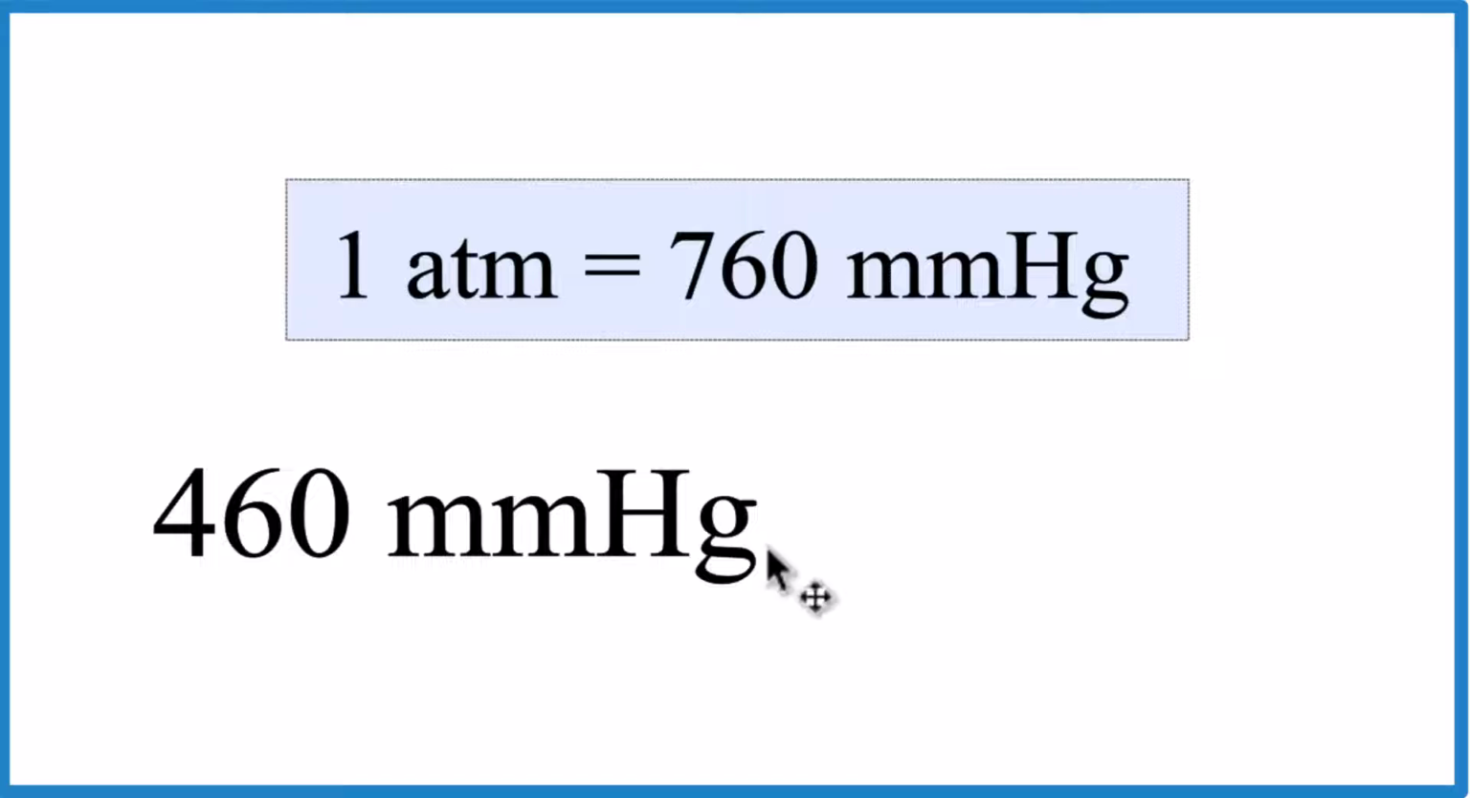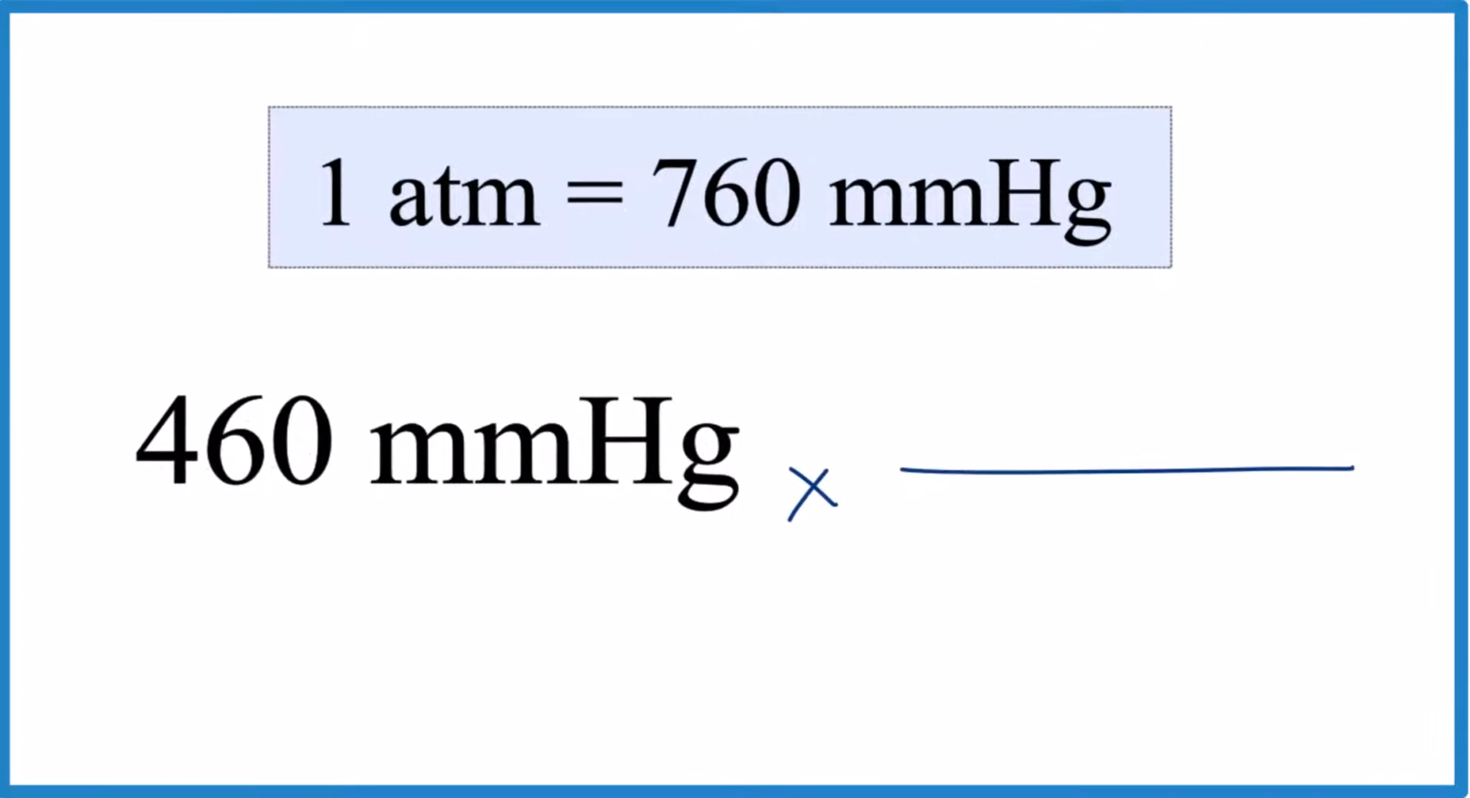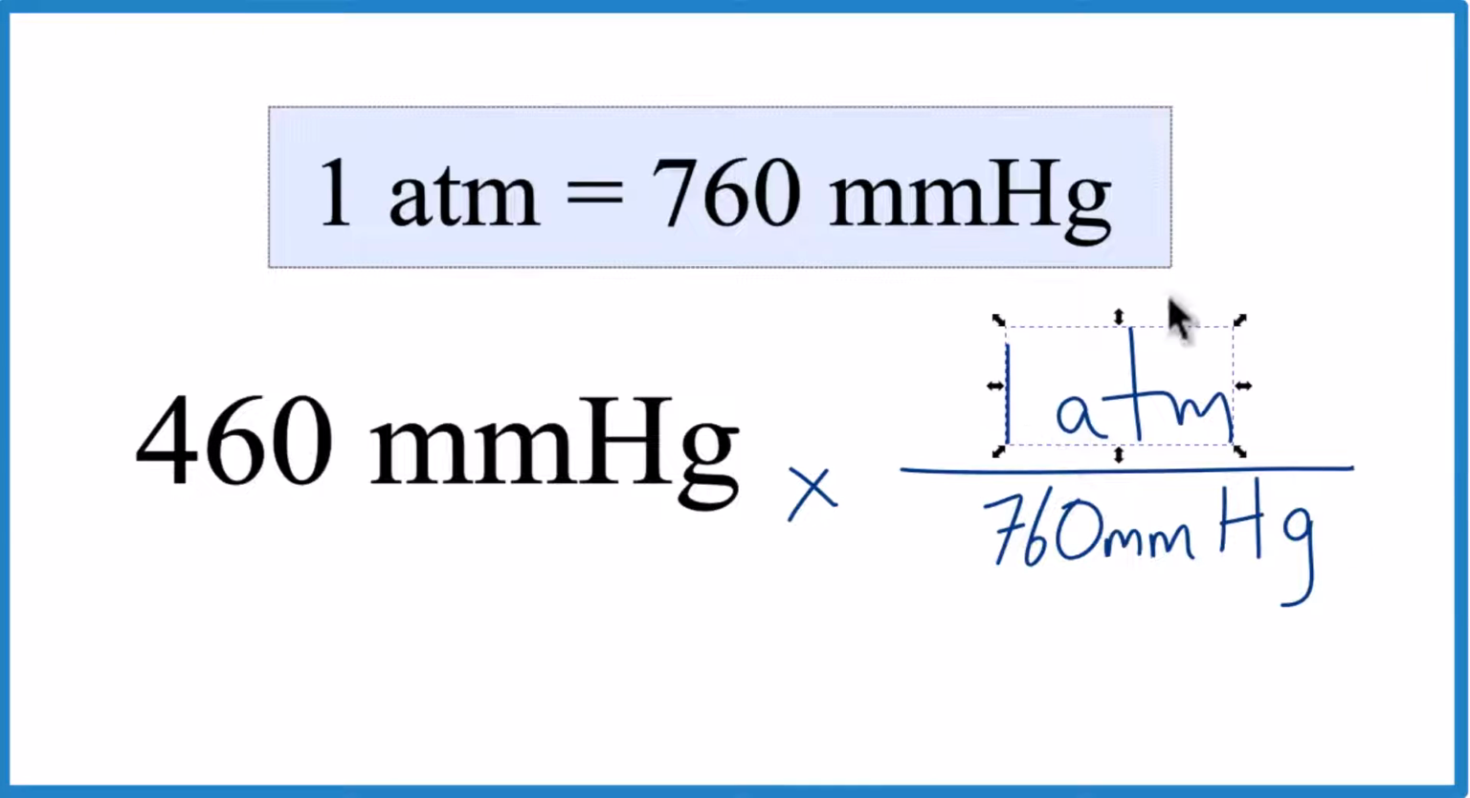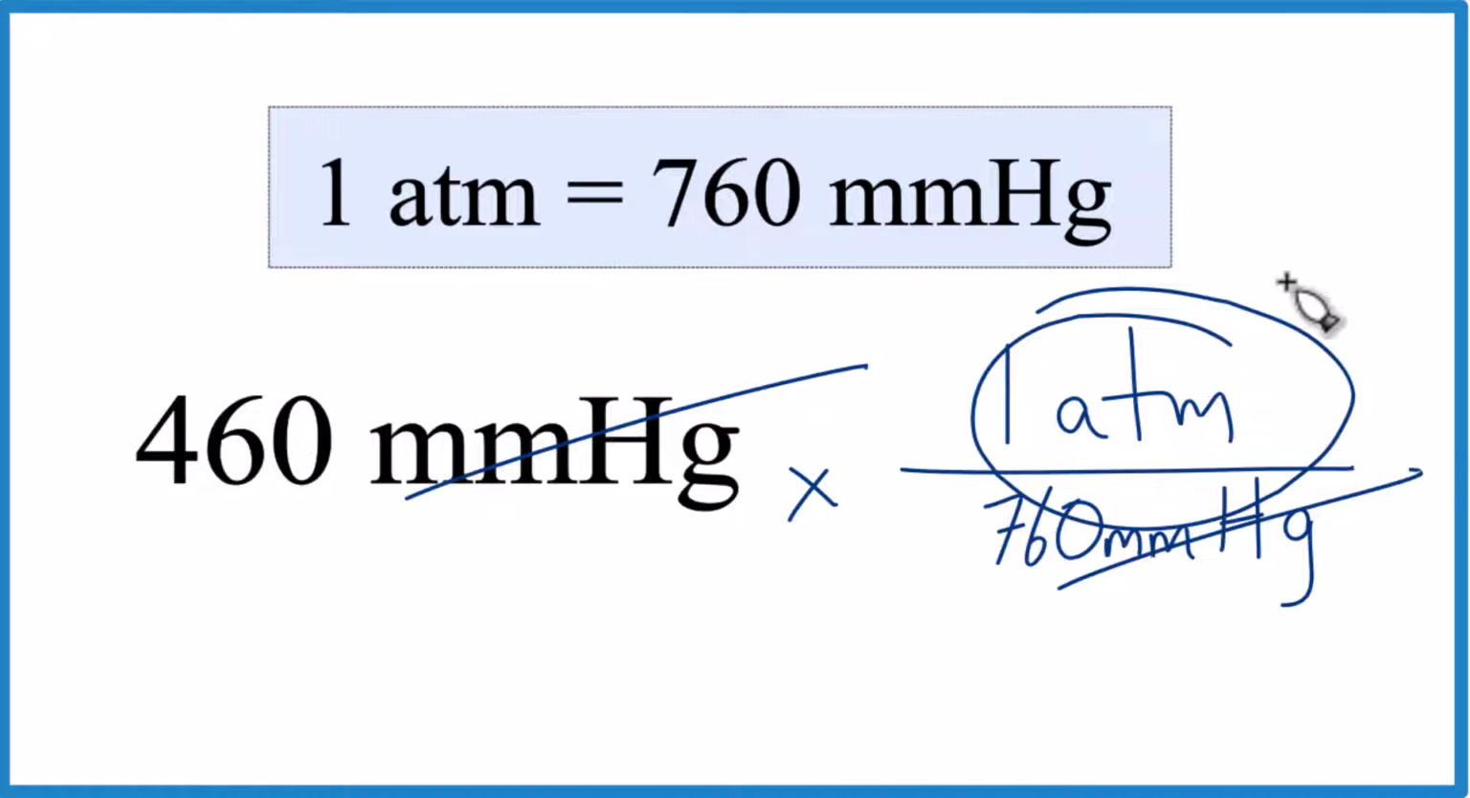What we want to do is cancel out the millimeters of mercury here. So let's put 760 millimeters on the bottom, the denominator, so these will cancel out, and the 1 atmosphere we'll put up top. So this is the conversion factor. When we multiply, millimeters of mercury cancels out. We're left with ATM. That's what we're looking for.